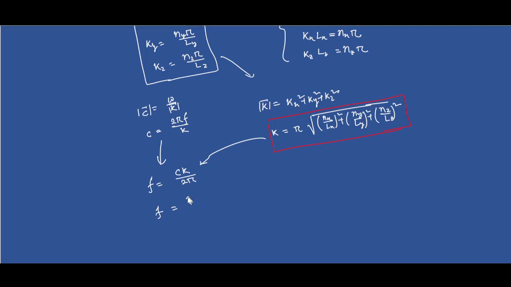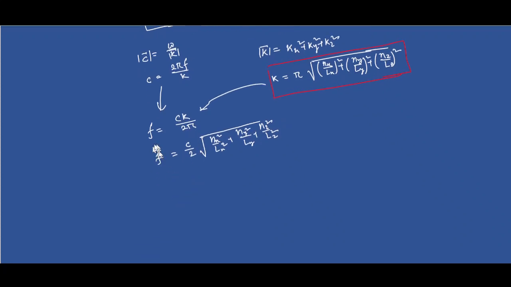we can finally write f equals c over 2 times the square root of nx square over lx square plus ny square over ly square plus nz square over lz square. So how can I assure you that this expression is the right expression of frequency for the 3D wave?